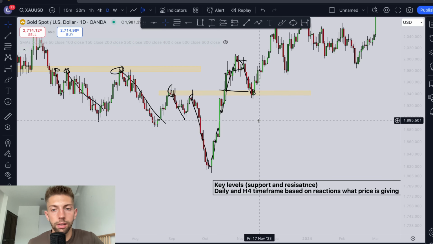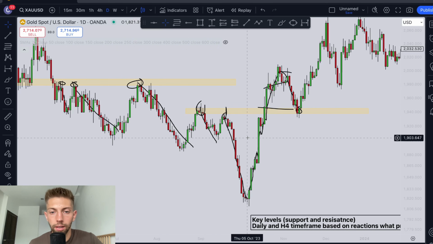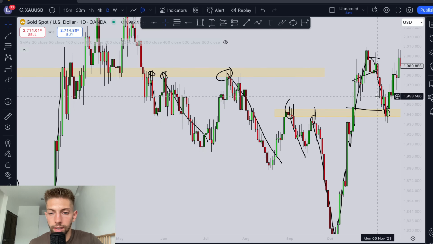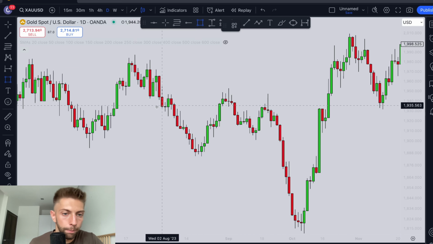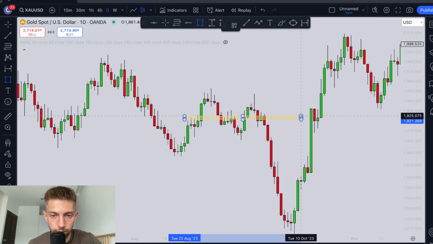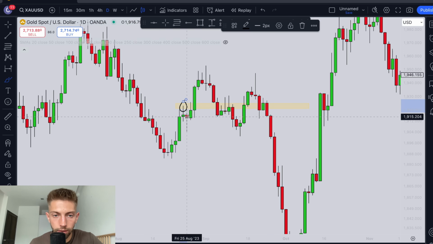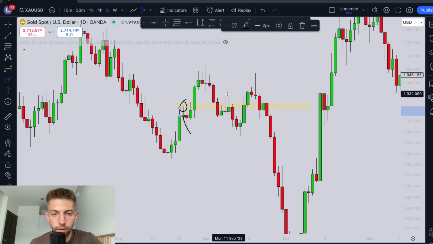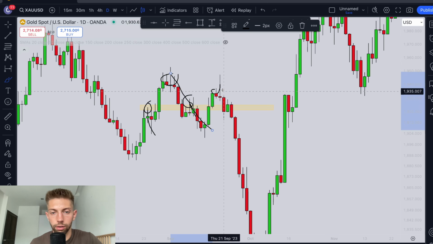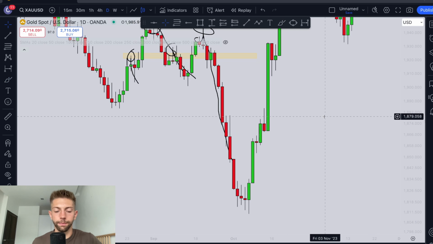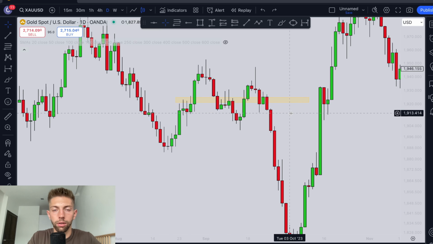You know, because I don't want to mark some little levels where the reaction was low or no reaction at all. Let's say I'm gonna mark this level out as a level of resistance, for example. These reactions are not what I'm looking for, kinda. When price touches the level, I want to see a huge reaction. Okay, so always look for the reactions price is giving you.